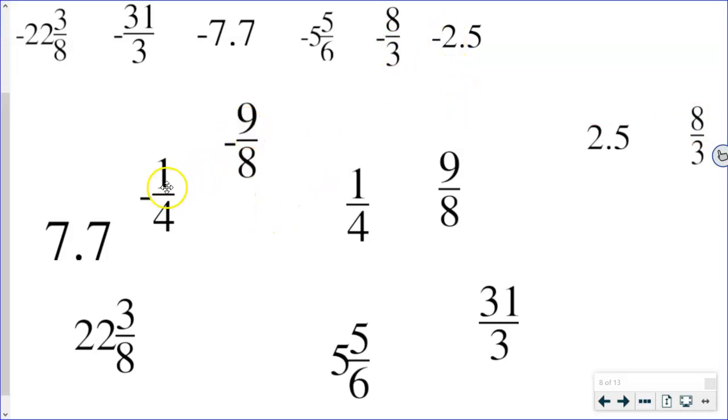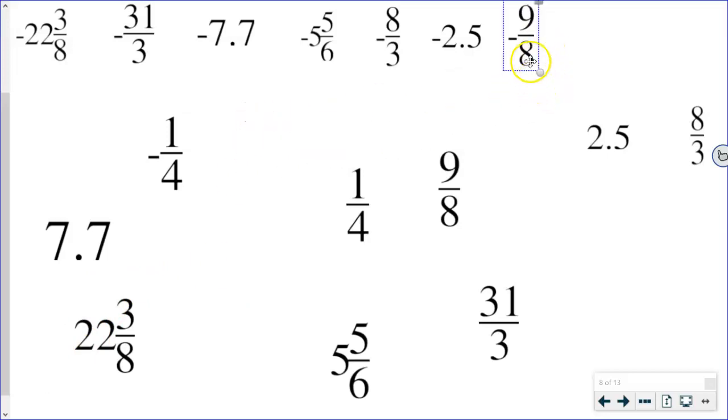And now we're at negative 9/8 and negative 1/4. Which one is next? Aaliyah. Yes, negative 9/8. Because again, if we're looking at this improper fraction, we have 9 slices of pie, 8 to make a whole. That means I have more than a whole. Here, 1 slice of pie, and it takes 4 to make a whole. So I have less than a whole.